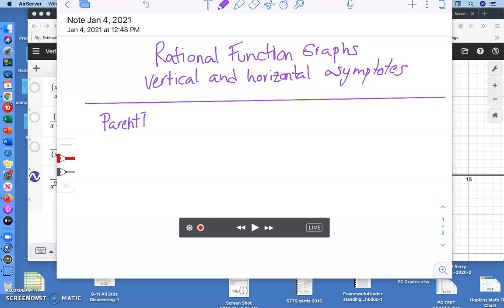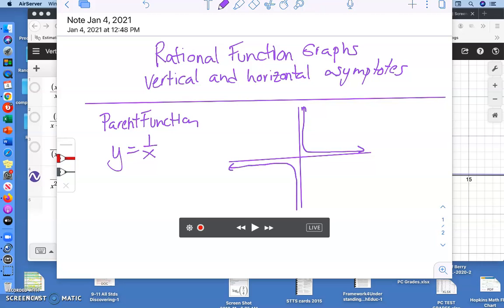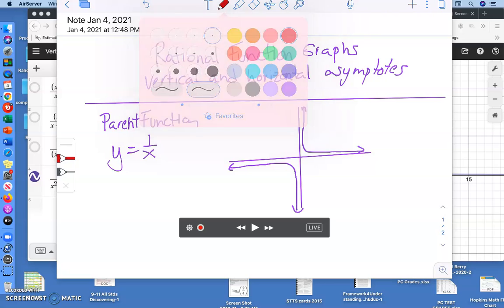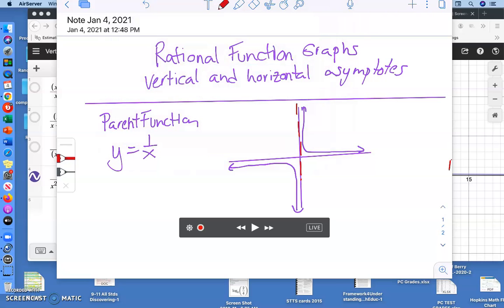Our parent function, which some of you might remember, is y equals 1 over x. And if we were to graph this, we just have our two swoops. And our asymptotes, we have a vertical one. It never crosses the y-axis. So we say our vertical asymptote is at x equals 0. And then it never crosses the x-axis here. So our horizontal asymptote is at y equals 0.